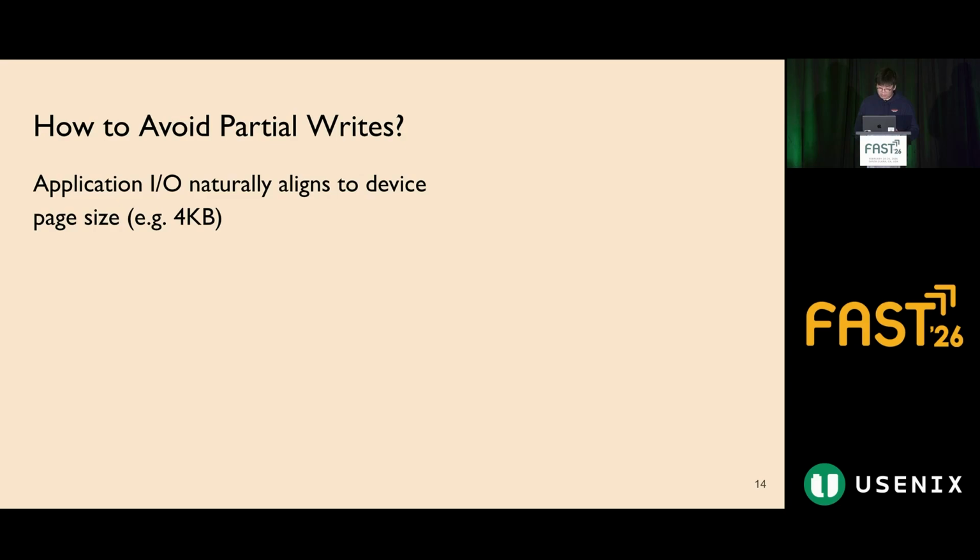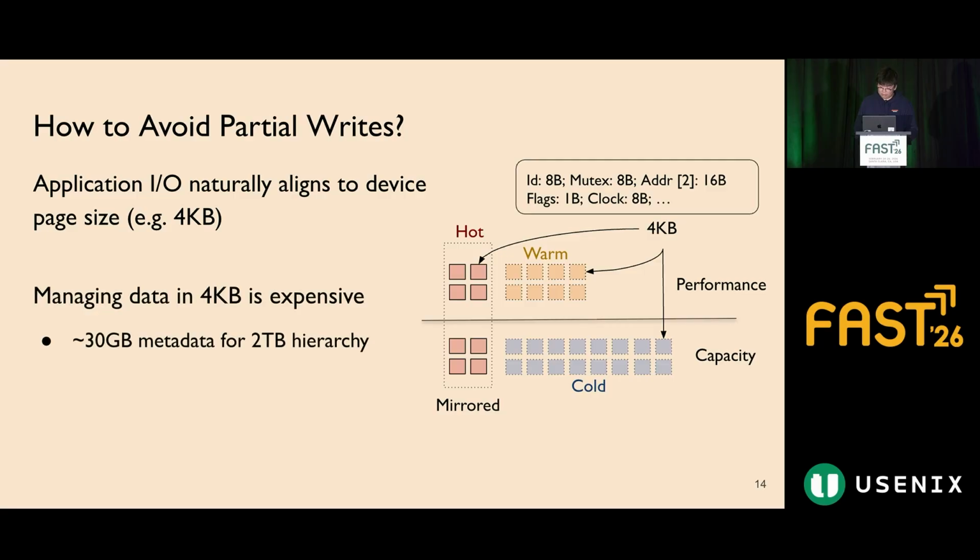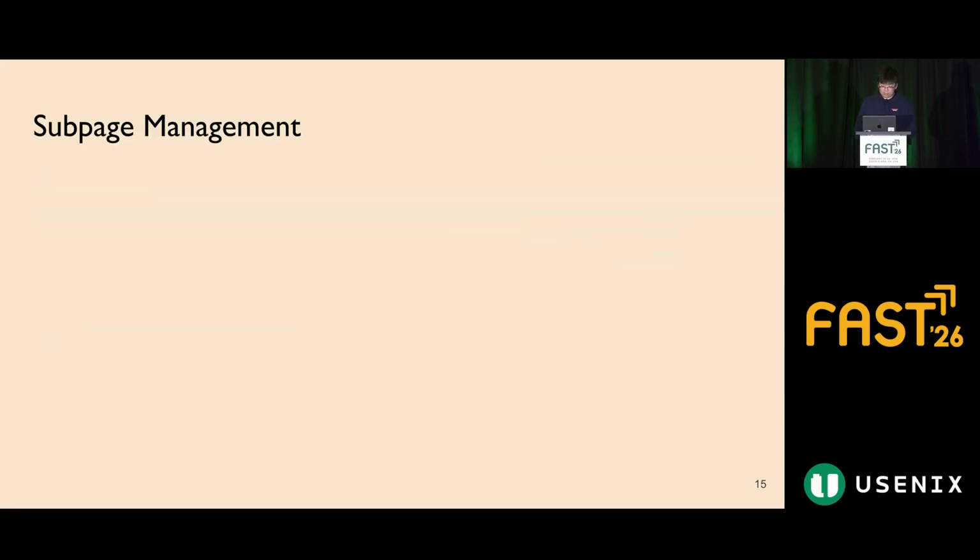And so how do we avoid partial writes? We first observe that application I/O naturally aligns to device granularity, for example, 4 kilobytes. To avoid partial writes, we need to manage every block in 4 kilobytes, and therefore every write is a full write. But it turns out to be very expensive to manage every block in 4 kilobytes, because we need metadata to keep track of block position in the hierarchy, status to keep track of hotness, and a mutex to ensure concurrency control. To maintain this information, we need around 13 gigabytes of metadata for a 2 terabyte hierarchy. Therefore, we need to manage the hierarchy at a larger granularity. So MOST uses 2 megabytes as a trade-off for smaller metadata.